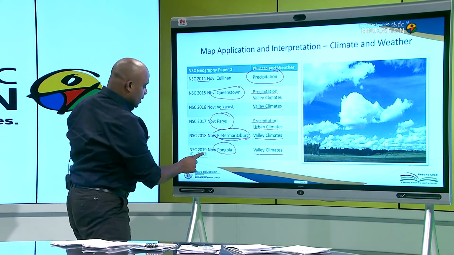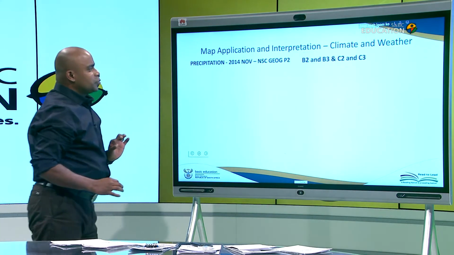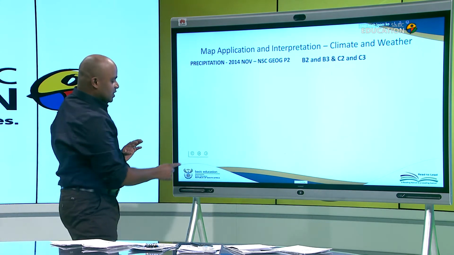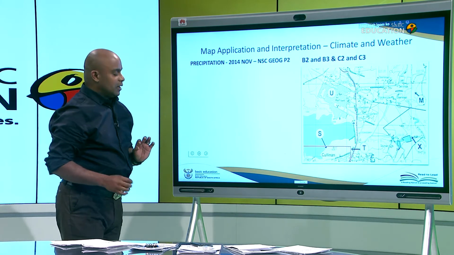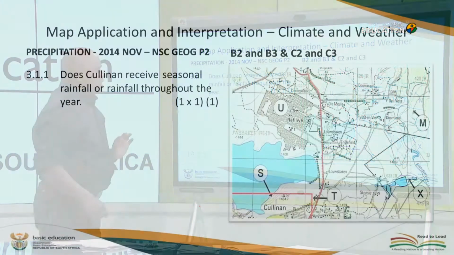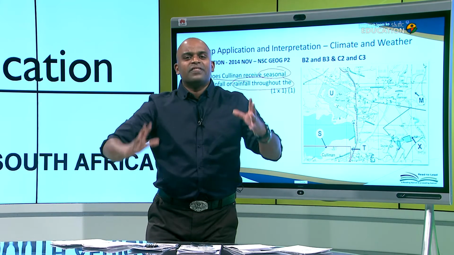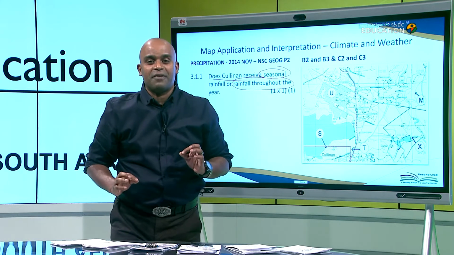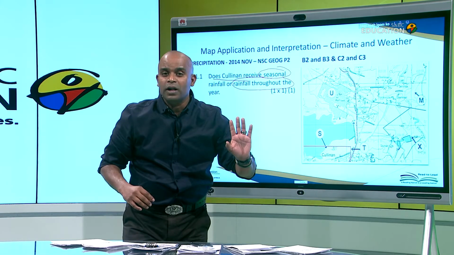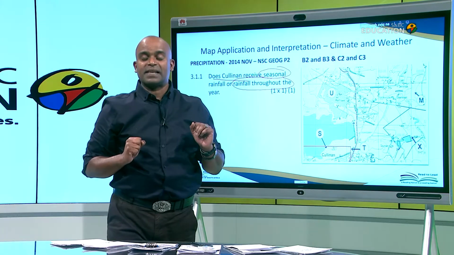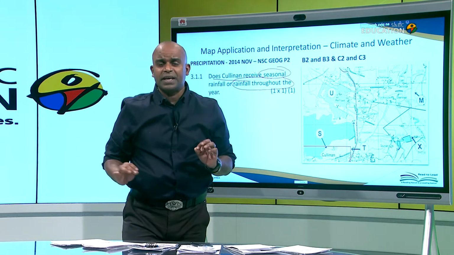We start off with our first map, which is the 2014 map, and note it is the map of Cullinan, and the emphasis on this particular one was precipitation. Let's look at the question. The question reads, does Cullinan receive seasonal rainfall or rainfall throughout the year? Now, note the following. There are only two types of rainfall in South Africa. Either seasonal rainfall, which means rainfall that occurs in a specific season, example, summer, or rainfall throughout the year.